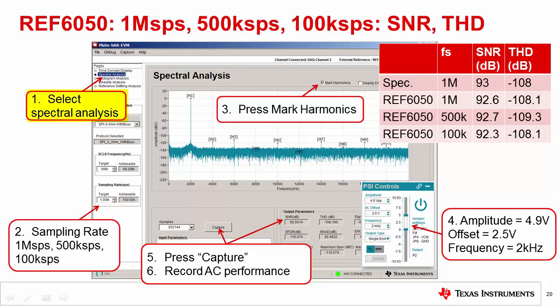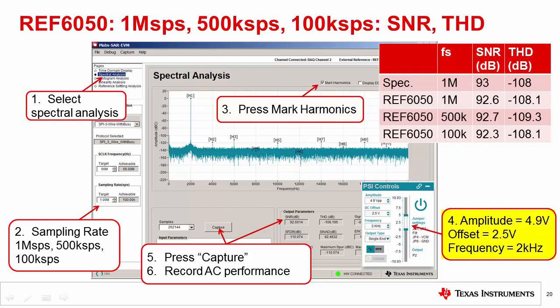To perform this test, first select Spectral Analysis under Pages. Next, select the sampling rate. For this test, we will use 1 megasample per second, 500 kilosamples per second, and 100 kilosamples per second sampling rates. Let's start with 1 megasample per second. Next, check the Mark Harmonics checkbox. This will zoom in on the distortion components in the FFT.